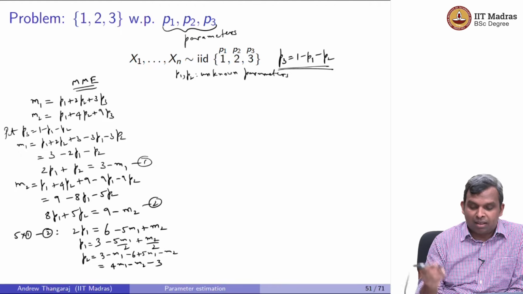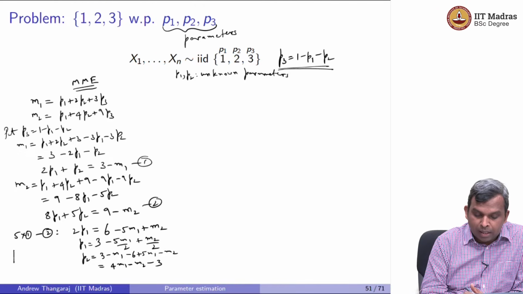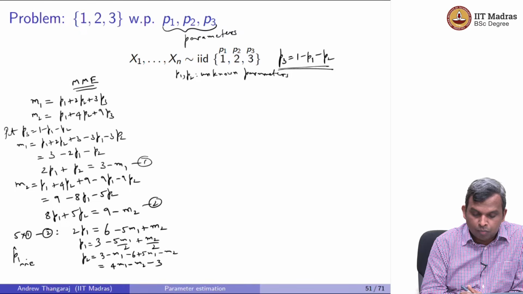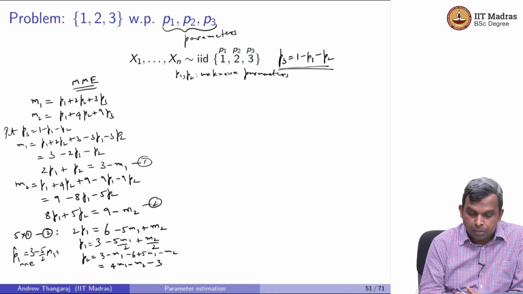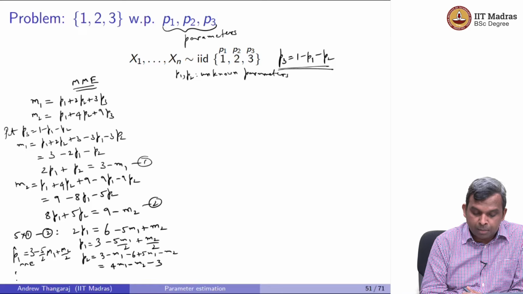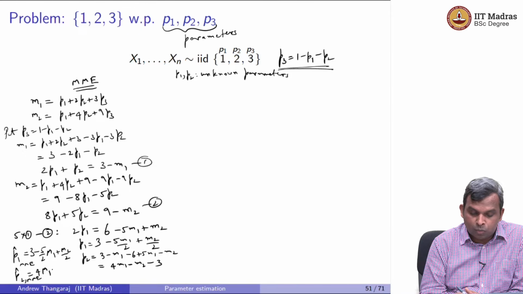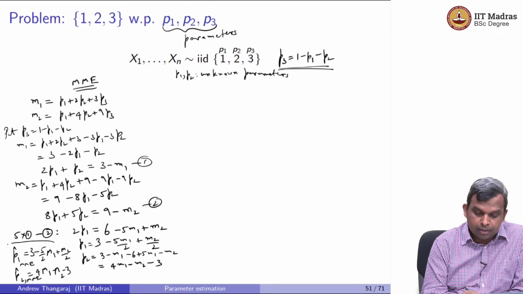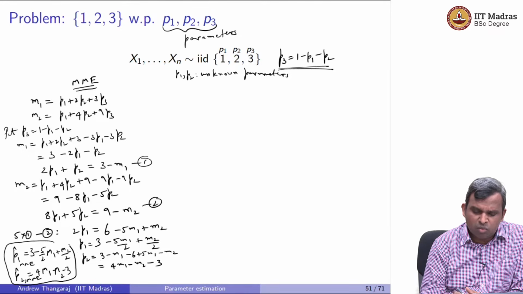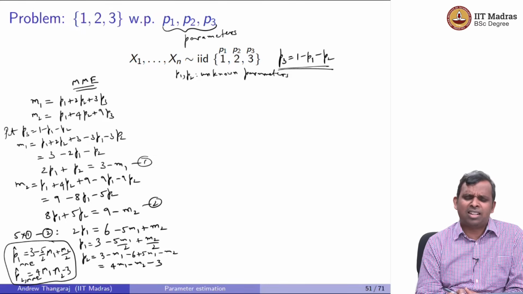So when I go back and find my estimator, P1 hat MME is going to be what? It's going to be 3 minus 5 by 2 capital M1 plus M2 by 2. And then P2 hat MME is going to be 4 capital M1 minus capital M2 minus 3. Okay, so this is my MME estimator. So it required some work, but hopefully you're convinced it's not too difficult work, just setting up those equations and painfully solving for them. Okay.